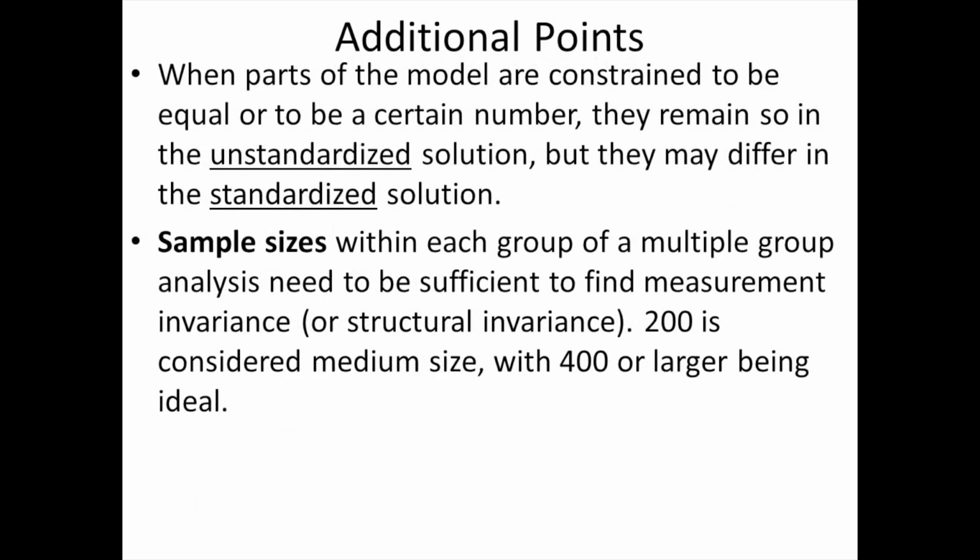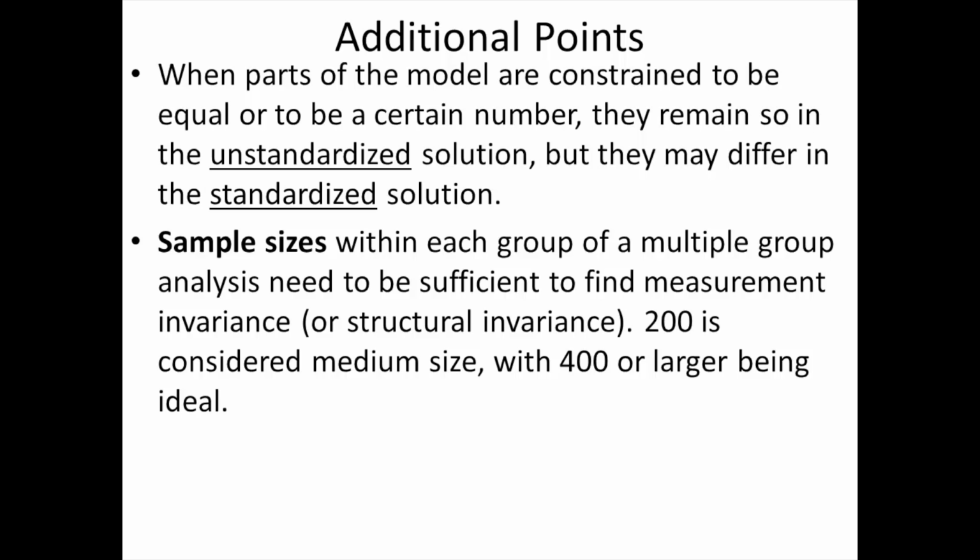Okay, a couple of additional points. When we place constraints on our models, the unstandardized parameters are equal. However, our standardized parameters may not necessarily be the same across groups. The reason is that the calculation of the standardized coefficient is based on the sample the data is used for. So if you have boys in one group and girls in another, the standardized coefficient may be different for the boys than for the girls, based on the data going into those coefficients. So don't be surprised if you see that.